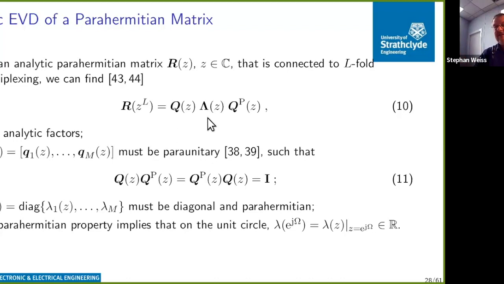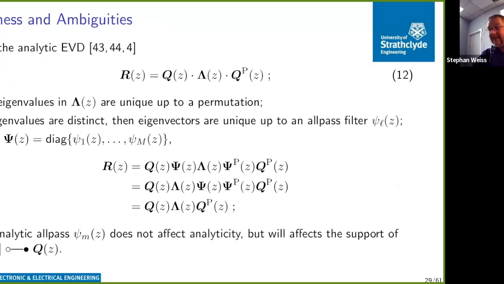So that's an extension of what you know from the EVD of Hermitian matrices. You have real valued eigenvalues, and you can select your eigenvectors to be orthonormal. So we have the same thing here. We can have analytic real valued eigenvalues in the unit circle, and we can select our eigenvectors to form a para-unitary matrix. So that's very comfortable. And the nice thing is that the eigenvalues are unique up to some arbitrary ordering, perhaps along the main diagonal.